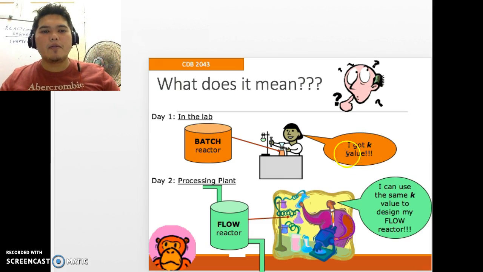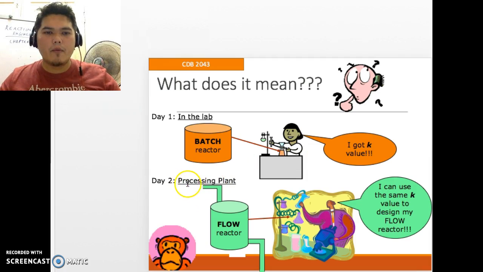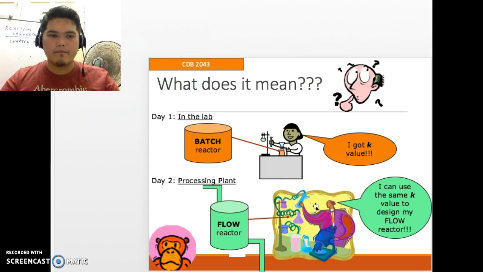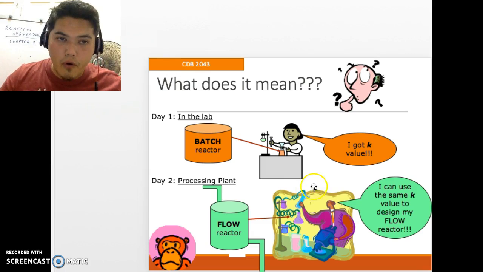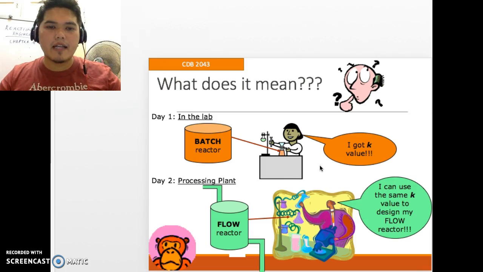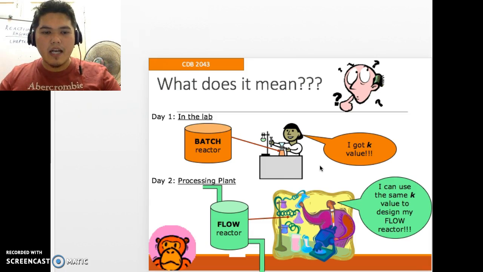So, when we want to upgrade, we want to use a different type of reactor, which is a flow reactor. But we can use the same K value to design our flow reactor. So that is why it is important for us. Normally, at experimental base, in the lab, we use a batch reactor to collect some information about K. But we can also use a flow reactor as long as that particular flow reactor fulfills certain conditions, which I will cover in chapter 5.